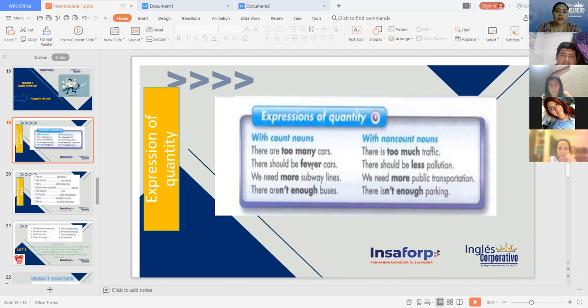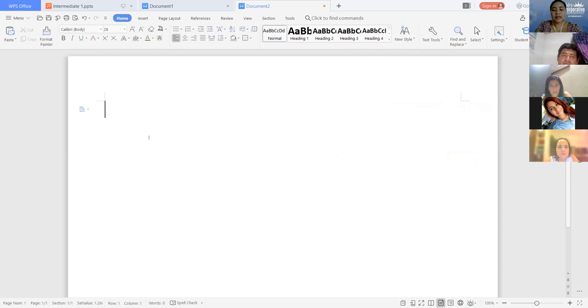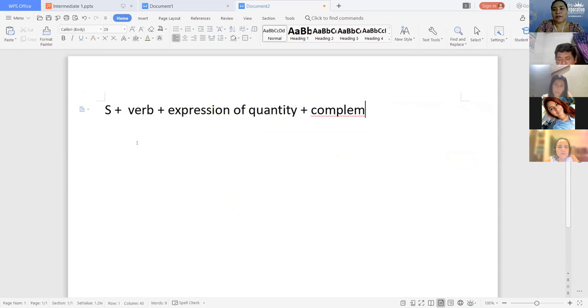No questions. Okay, so as you may be able to see here, regarding the sentences, we are going to have the expression of quantity right after the verb, immediately. So, for example, if we want to say it as a kind of formula, we are going to have a subject, then a verb, and then the expression of quantity plus a complement. In this case, the complement can be a count or a non-count noun, right?